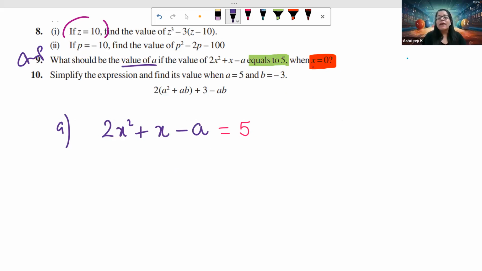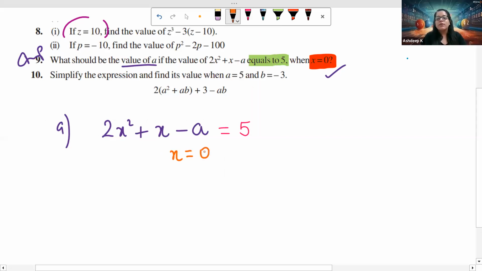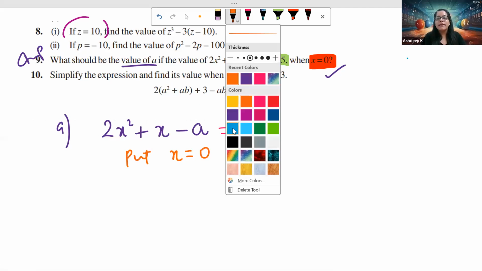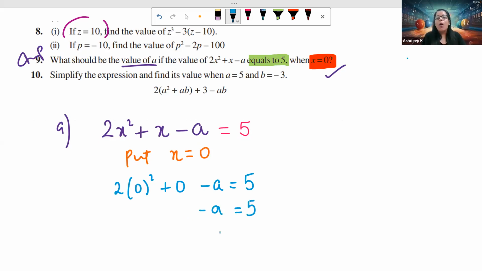As far as the question is concerned, we are already given that the value of x is equal to 0. So let's quickly put the value of x as 0 and find out the value of a. So 2 into 0 square plus 0 minus a is equal to 5. Now 2 into 0 square is 0 plus 0 would be 0. So now we are left with minus a, which is equal to 5. Or we can simply state that a is equal to minus 5.